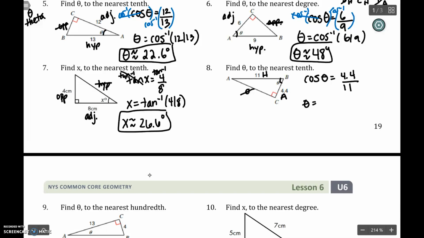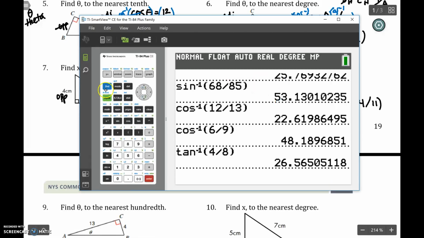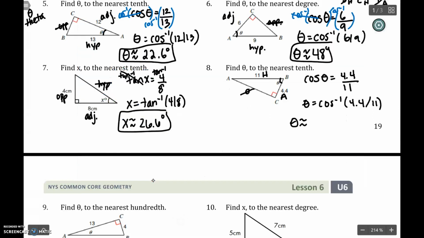We would do the inverse cosine of both sides, and then we would enter it into the calculator, and this one's to the nearest tenth. So second cosine, 4.4 divided by 11, and it's 66.4.